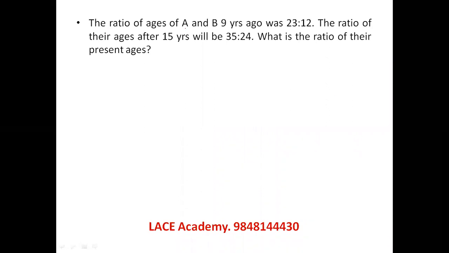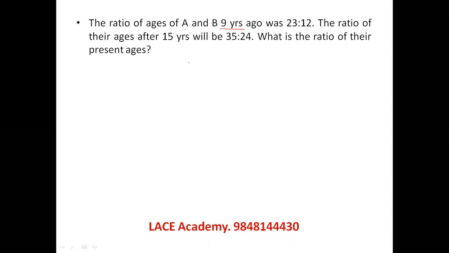The ratio of ages of A and B 9 years ago was 23:12. The ratio of their ages after 15 years will be 35:24. Now there are two different ways of answering this question. One way is to observe how many parts are increased for each person. Sometimes, according to your luck, the number of parts of ratio increase for one person and the other person may be the same. That is your advantage, but it cannot always happen. So I'll tell you the normal method first and then the direct method.